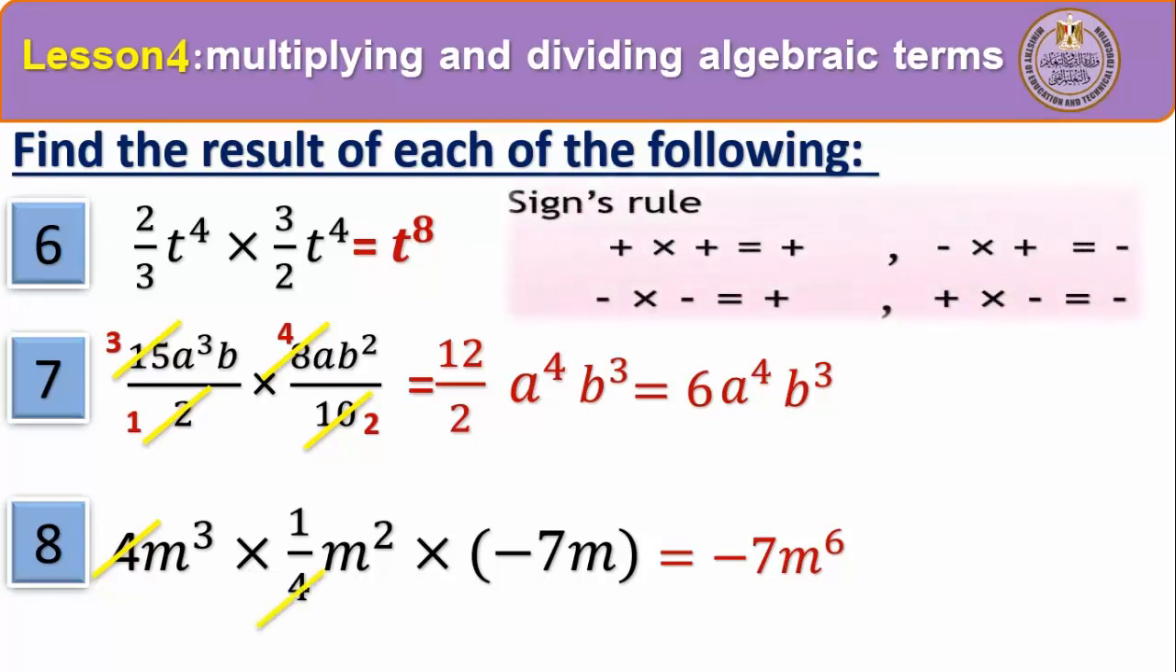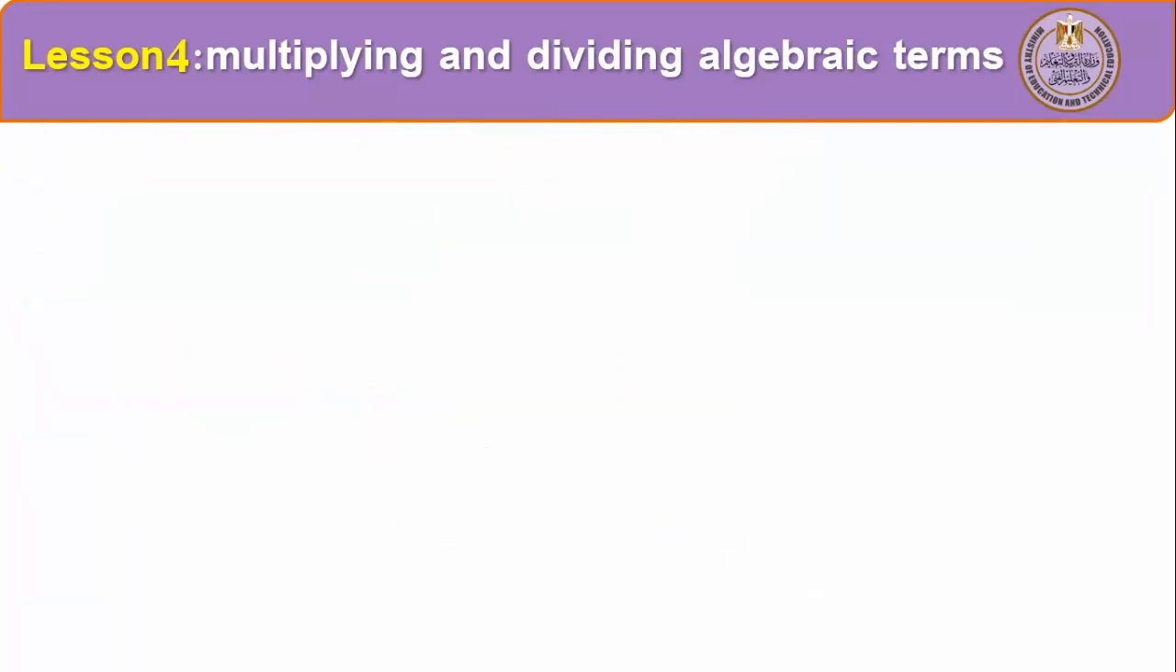Pay attention to the signs rule, and I mention it again and again. Positive times positive equals positive. Negative times positive equals negative. And when we have the same sign, we get positive in the product, like negative times negative equals positive. But if we have different signs, we will have negative in our product, like positive times negative equals negative.